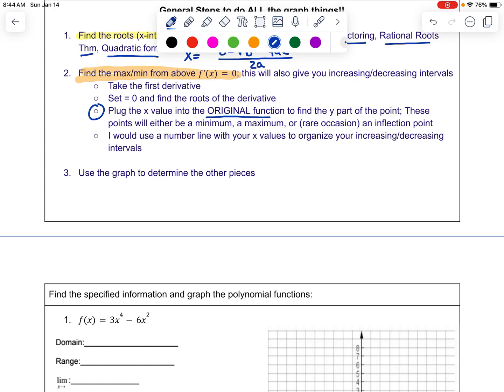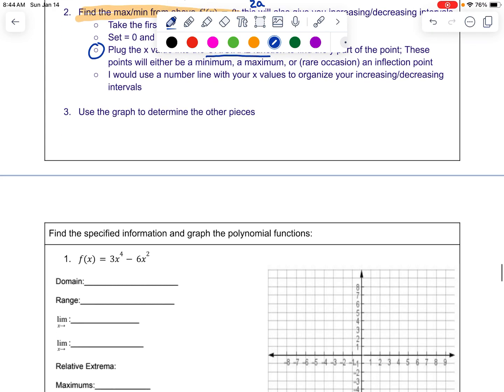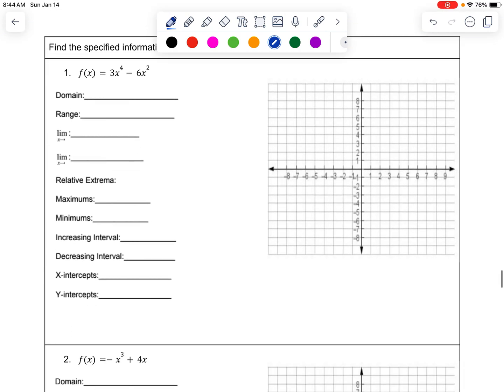I would use a number line with the x values to organize the information for increasing and decreasing. So let's look at the next page and look at the graphs. To start with, we take the original problem and set it equal to 0. It looks like we could take out a 3 and an x squared. So look for GCFs. If you can take anything out, you're left with x squared minus 2.